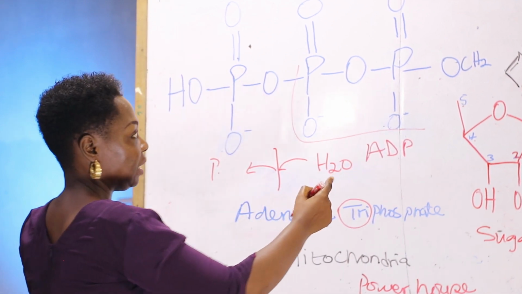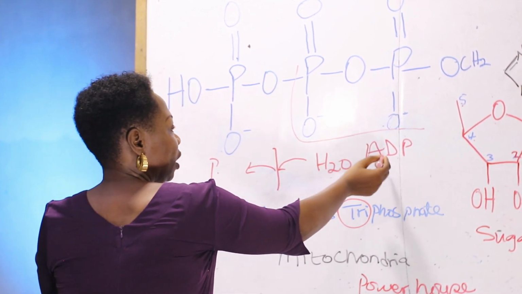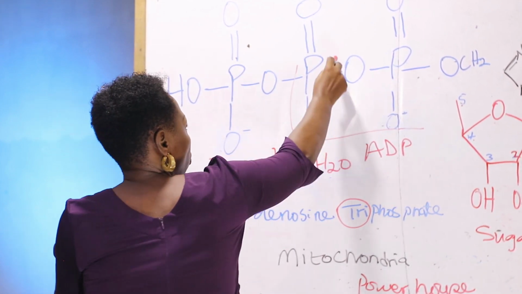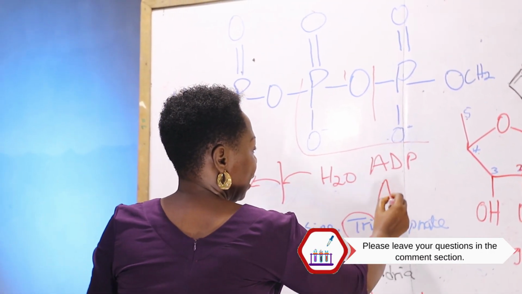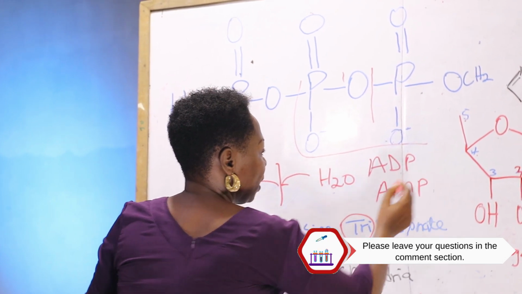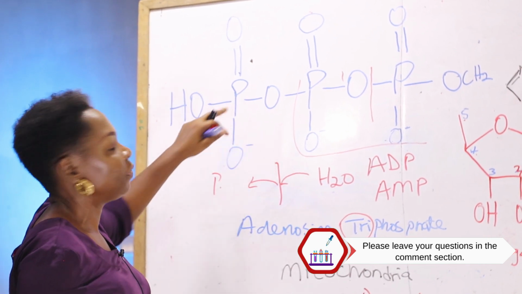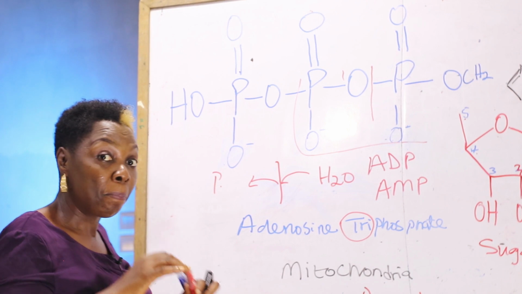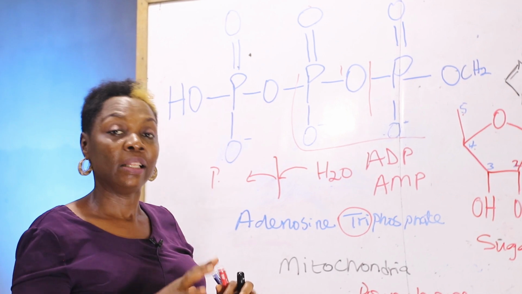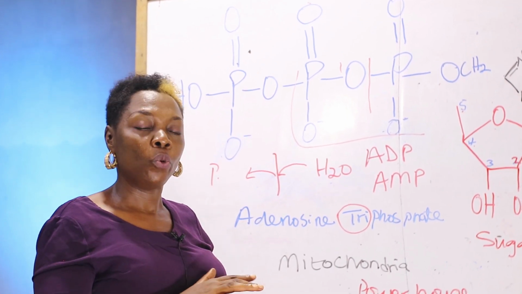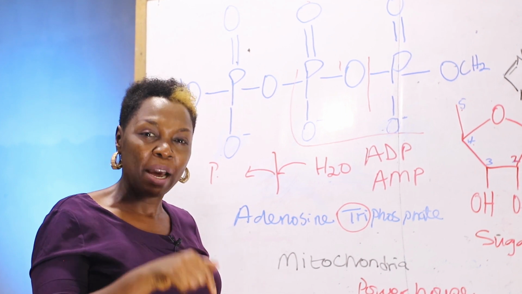That is adenosine diphosphate. A further hydrolysis of this compound by the use of water will actually lead to what? The loss of another phosphate group, giving us what? AMP, that is adenosine monophosphate. So this is what happens. Once these phosphate groups are released, they power cellular reactions, which is a very important way the cell sustains itself. So we'll be looking at the synthetic process of ATP in subsequent videos in the mitochondria.